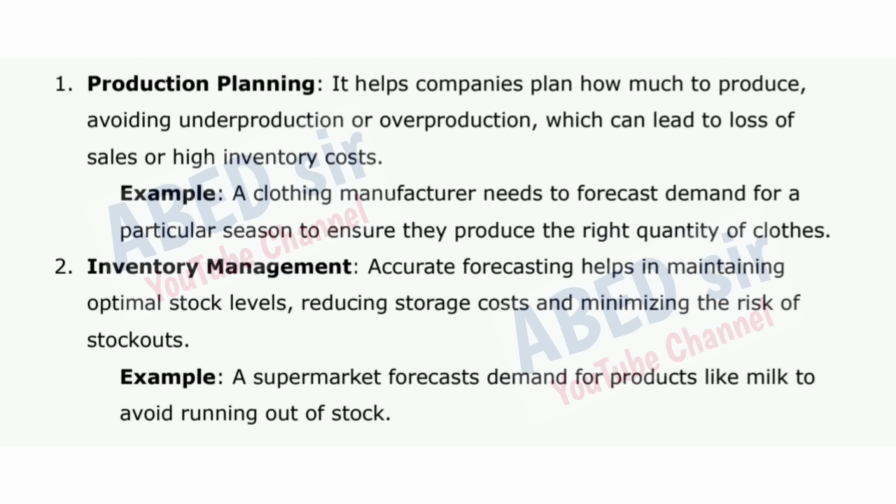Production planning. It helps companies plan how much to produce, avoiding underproduction or overproduction, which can lead to loss of sales or high inventory costs. Example, a clothing manufacturer needs to forecast demand for a particular season to ensure they produce the right quantity of clothes. 2. Inventory management. Accurate forecasting helps in maintaining optimal stock levels, reducing storage costs, and minimizing the risk of stockouts. Example, a supermarket forecasts demand for products like milk to avoid running out of stock.